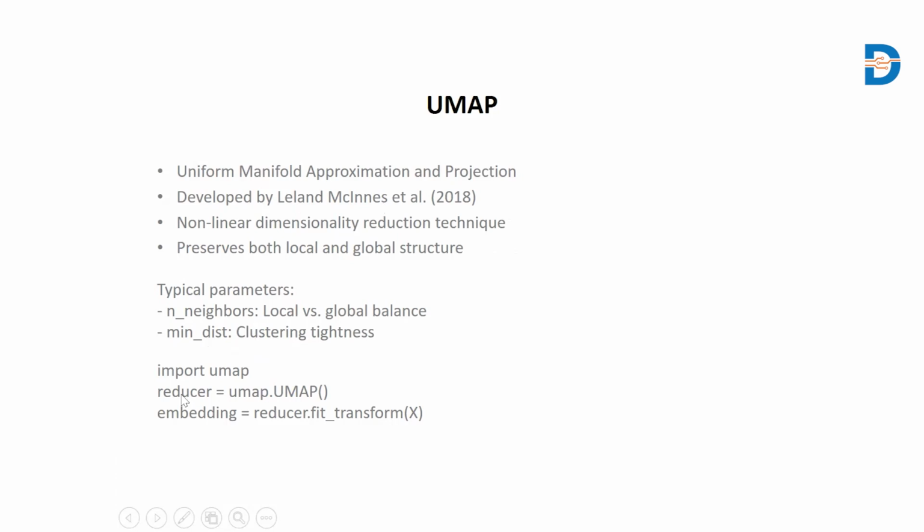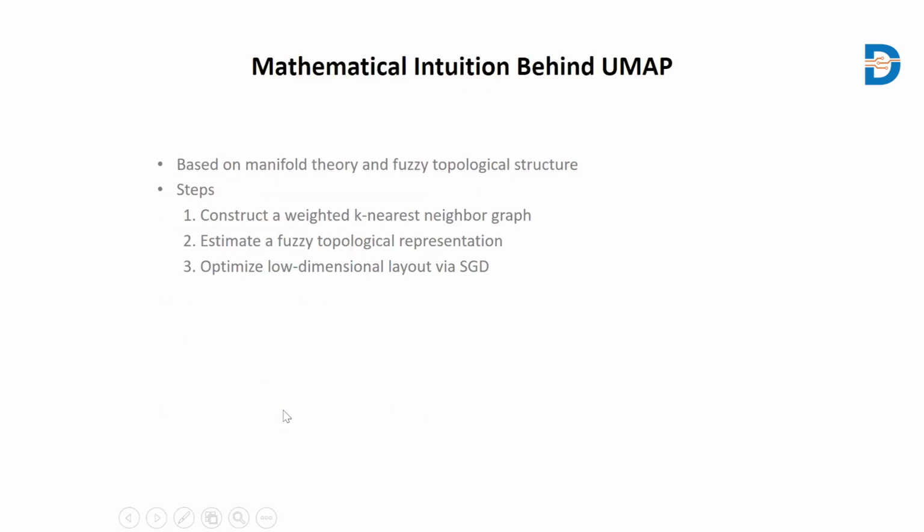How can we use it? Import the UMAP library, and with the help of that library, create the object for the UMAP reducer. With the help of this object, we can call the fit_transform method and pass our data, whatever data we want to analyze for dimension reduction. Likewise, we use UMAP.